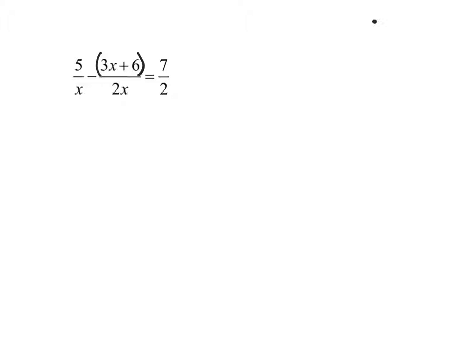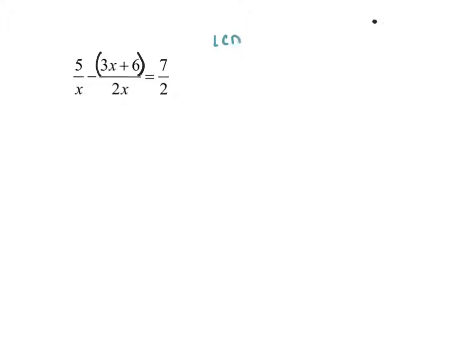Okay, let's look at this next one. So it says 5 over x minus (3x plus 6) equals 7/2. Now, one thing I like to do, and I did it on the first problem but didn't really mention it, I always like to put things that are binomials in parentheses. I think that will help out a lot. And you'll see why.